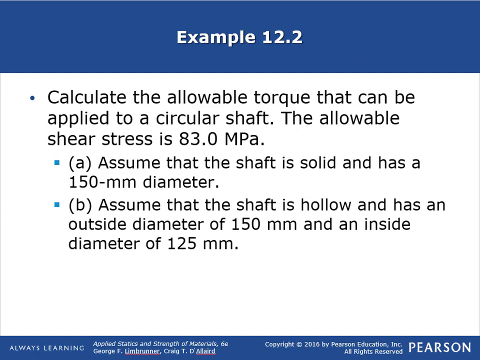Next one, example 12.2. Calculate the allowable torque that can be applied to a circular shaft. The allowable shear stress is 83 MPa. First, assume that the shaft is solid and has a 150 millimeter diameter. And then B, solve it again, assuming that the shaft is hollow and has an outside diameter of 150 millimeters and an inside diameter of 125 millimeters.